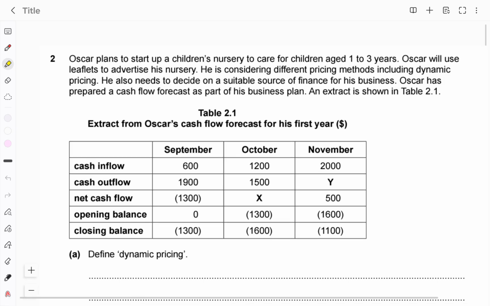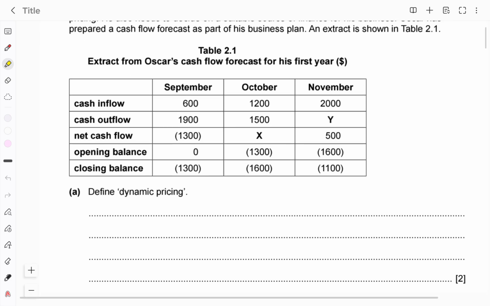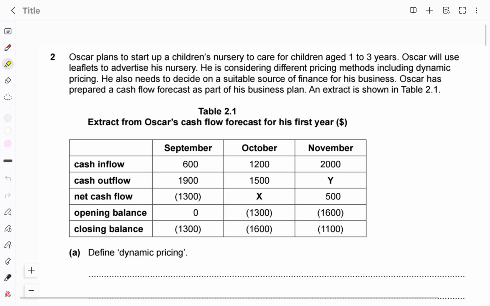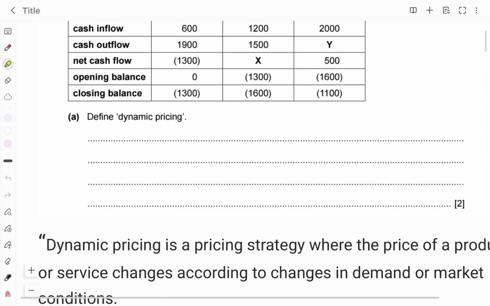So let us start with the first part of question 2. The first question asks us to define dynamic pricing. These questions you can see that it is not from just one topic. It combines different areas of business studies. The leaflet question is from advertising and promotion. Dynamic pricing is from pricing, and other questions are from finance such as cash flow and source of finance. So let's look at each question one by one. The first question is define dynamic pricing.